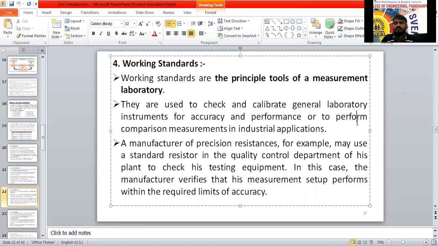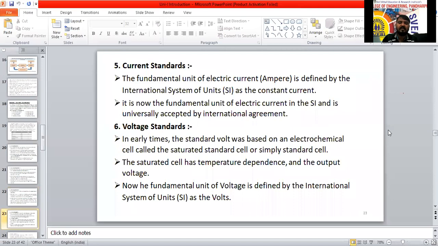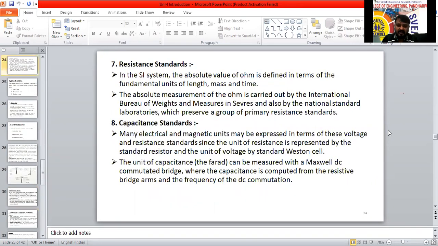Any doubts? No, sir. So these are the four standards. Current standards and voltage standards: we measure current in ampere. As I already told, these are international standards only. Voltage also has an international standard, resistance is also international, and capacitance also has international standards.